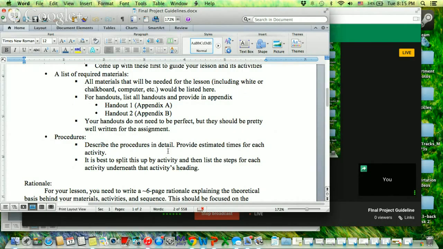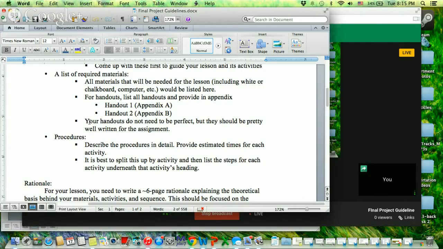And each of those handouts, when you actually include them, should have Appendix A, Appendix B, labeled at the top corner. Okay, so remember for this, you have to come up with your own required materials. There's not really a limit in how many, but you'll probably need at least 2 or 3 that you'll need to come up with on your own.